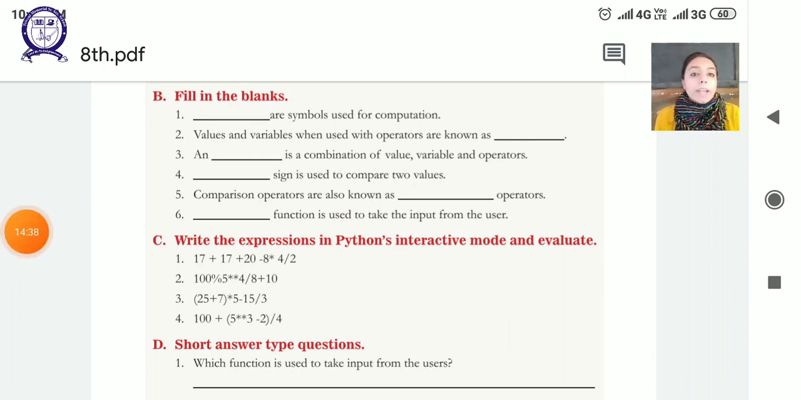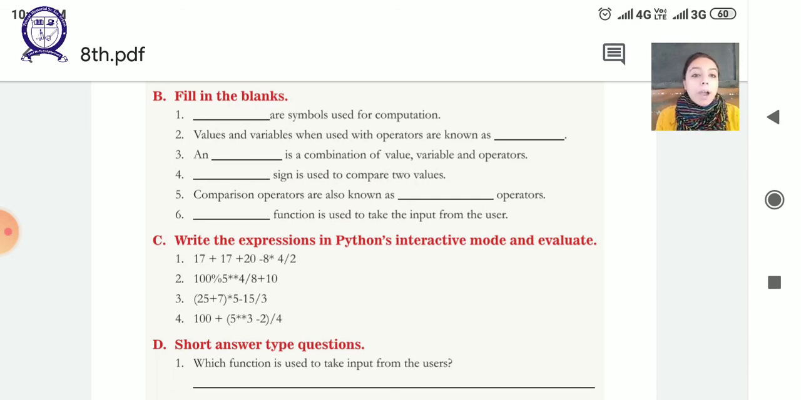Third question is, dash is a combination of value, variable and operator. The answer is expression. Next question is, dash sign is used to compare two values, equal to. Then comparison operators are also known as dash operators. They are also known as relational operators. And then dash function is used to take input from the user. Input function is used to take input from the user.